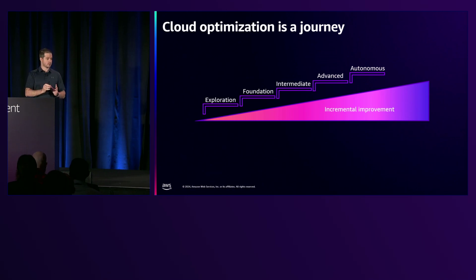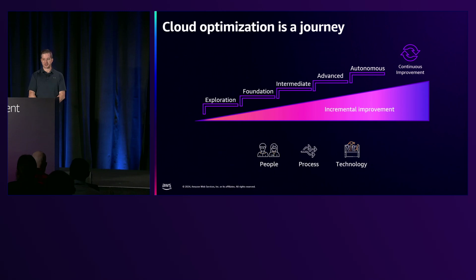Start small, start slowly, experiment at lower scale, and as you grow skills and maturity across your organization, you climb that sort of ladder of improvement. And where we want you to get to is continuous improvement. And again, as a reminder, it applies not only to tech, but also people and process.